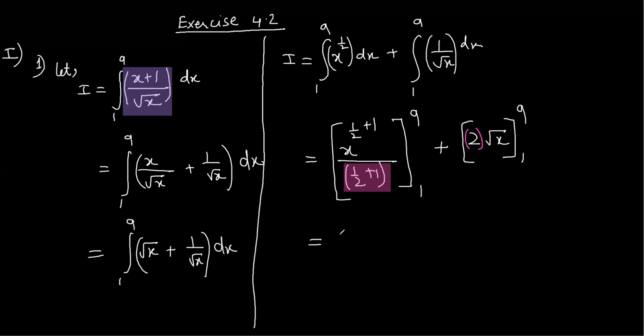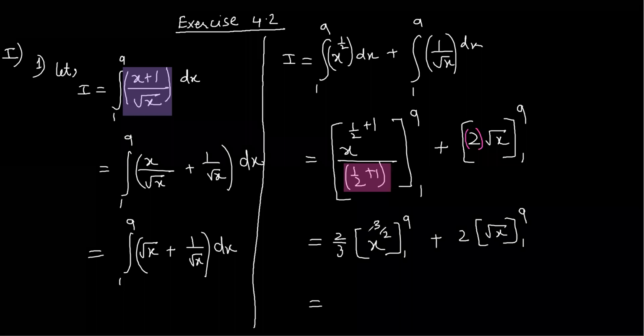Here I get 3 by 2, so that will become 2 by 3 because it is in the denominator. So I get 2 by 3 x raised to 3 by 2, 1 to 9. Same way here, 2 is a constant. It can be written out, and root x, 1 to 9. Now from here I will apply the evaluation of upper limit minus lower limit. Wherever x, I will put 9. Then wherever x, I will put 1.